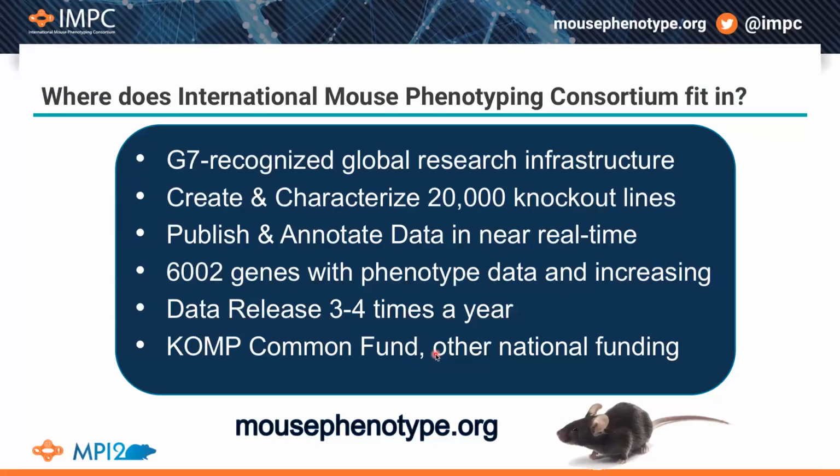We just, as of last week, started year 9 of the project. It takes a long time to make mice and phenotype them, but we've got over 6,000 genes with phenotype data. And I'll come back to that. We're not doing genes you really know about. It's genes that there isn't a lot of data for. These are the ones we selected. We do data releases 3 to 4 times a year, and as I mentioned, we're funded by the KOMP Common Fund. There's also much other national funding from throughout the world that supports this.